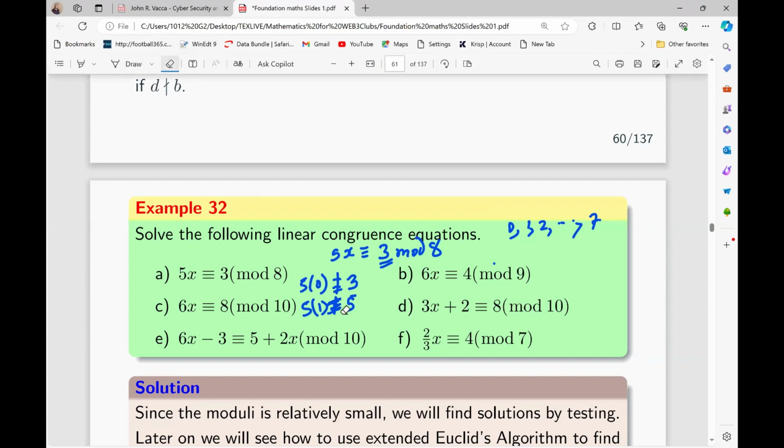It finds that this thing, when multiplied by 5, the answer is 5, but the remainder is not 3. So it's not congruent to 3.